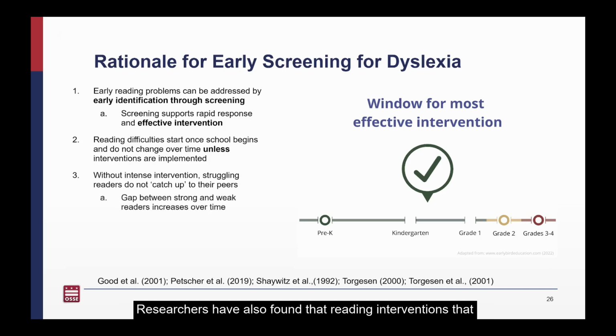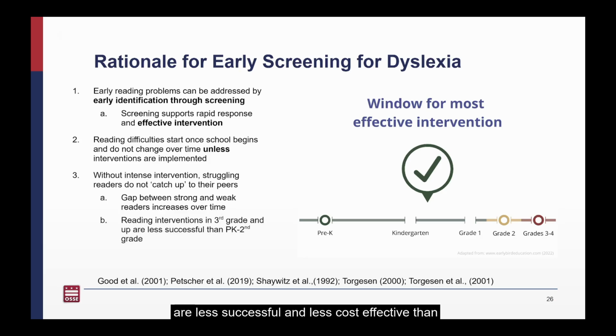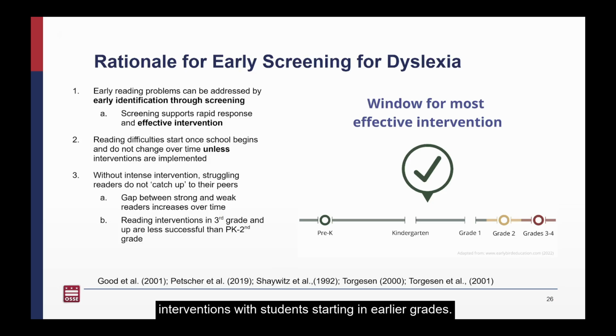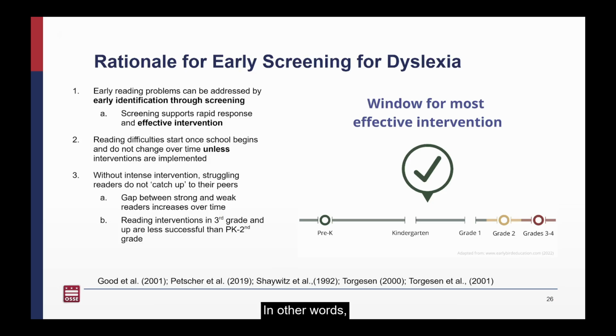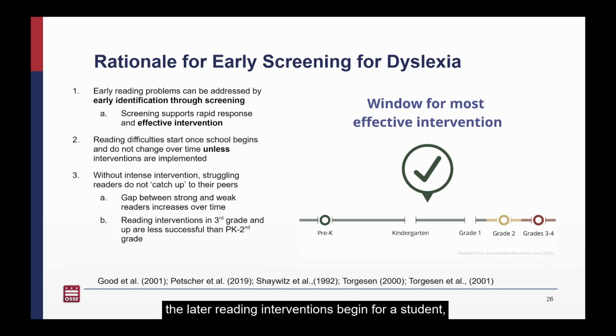Researchers have also found that reading interventions that begin with students in third grade and above are less successful and less cost-effective than interventions with students starting in earlier grades. In other words, the later reading interventions begin for a student, the longer they take to work, the longer they need to be implemented with the student, and the less likely they are to be effective.